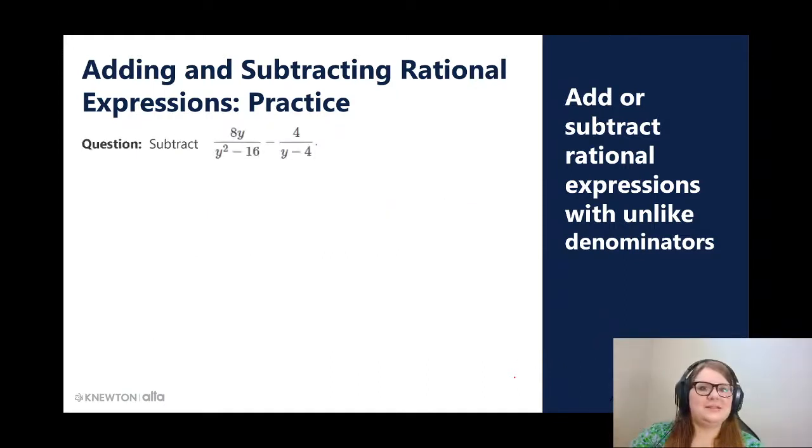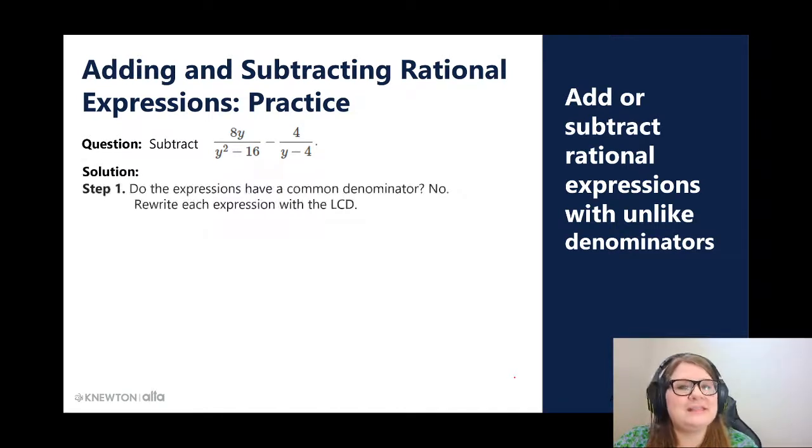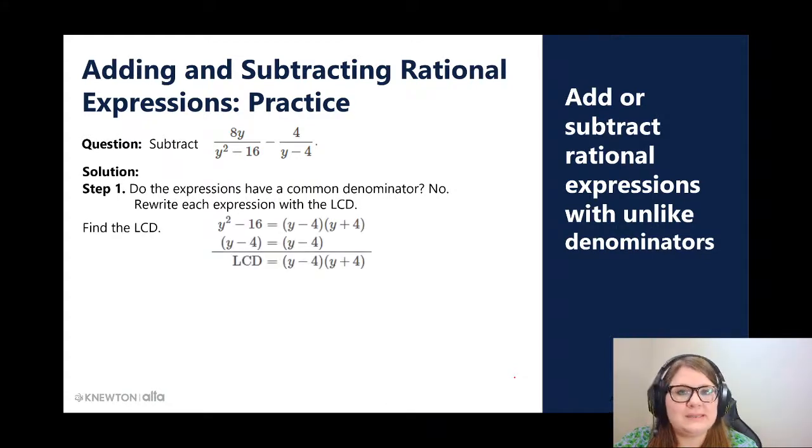All right, now let's move on to the next problem. In this one, we have 8y over y squared minus 16 minus 4 over y minus 4. So this one's subtraction. Does that make it any different? Well, only barely, because we're going to, again, start by identifying, is there a common denominator? No. So we want to find the lowest common denominator. Y squared minus 16 can be factored to be y minus 4 times y plus 4. And y minus 4 is not factorable, so it just stays y minus 4.